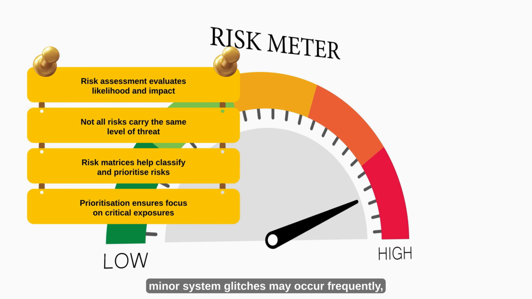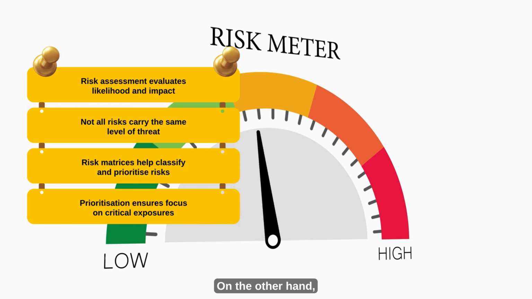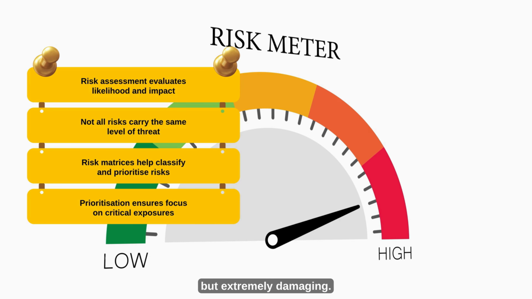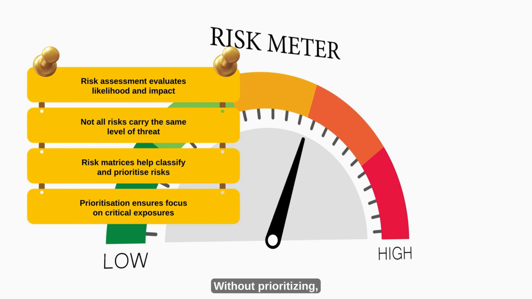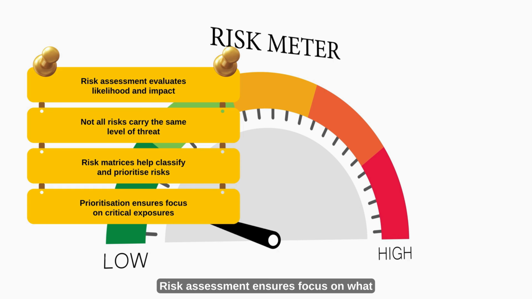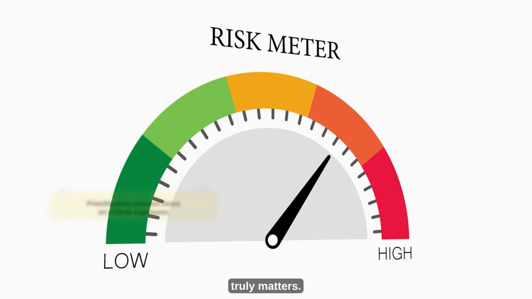For example, minor system glitches may occur frequently but cause limited damage. On the other hand, a major data breach may be rare but extremely damaging. Assessment helps prioritize resources. Without prioritization, management attention becomes scattered. Risk assessment ensures focus on what truly matters.